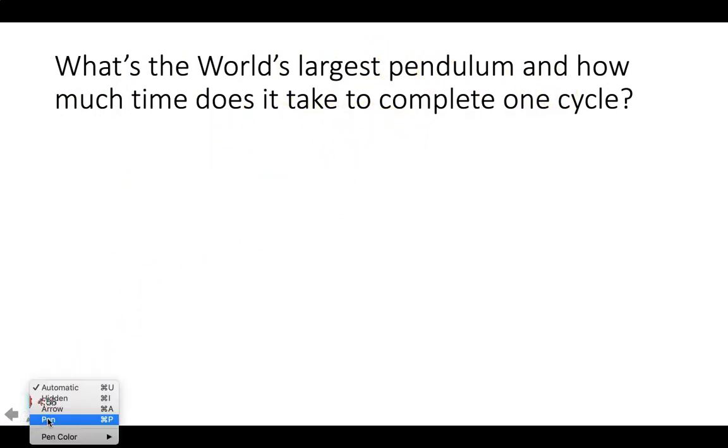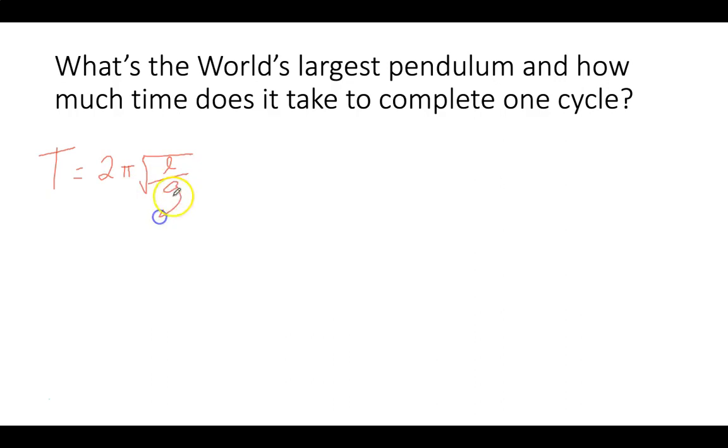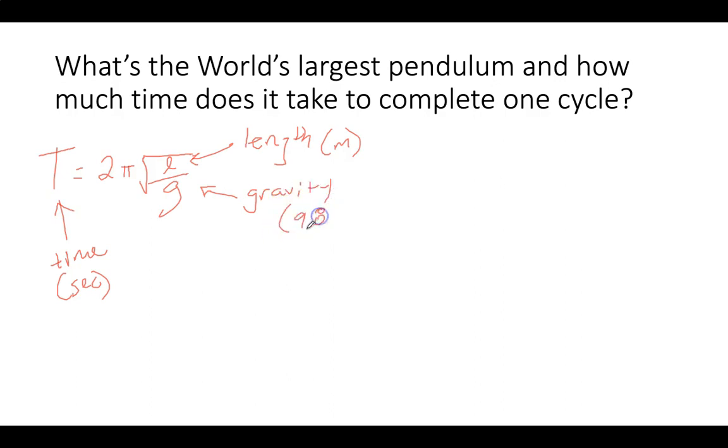Okay, so what I'm going to do here is use the formula that I gave you on the 7.1. The period is equal to 2 pi square root of L over G. Now remember what all these stand for. T stands for time, measured in seconds. The L stands for the length of the pendulum, like how long the string is, an easy way to think of it, and it's measured in meters. And then G is gravity. If we are doing this on Earth, then our gravity will always be 9.8 meters per second squared, yeah?